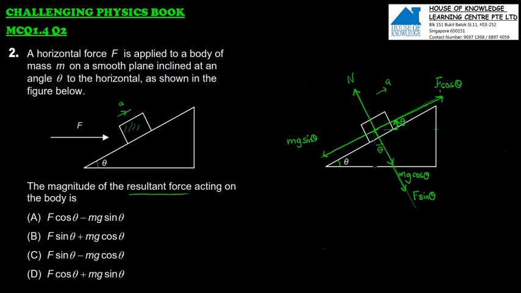The resultant force must be acting along the acceleration direction. This is the direction we need to identify. So in this case, very simple, we just use F net equals ma, right? This is Newton's second law. So what is the F net? F net must be F cosine theta minus mg sine theta equals ma, right? So in this case, which is the answer? F cosine theta minus mg sine theta. That's why the answer is C. Oh, sorry, the answer is A.